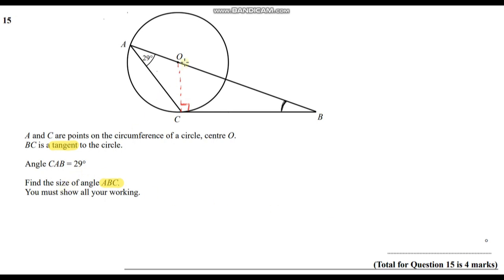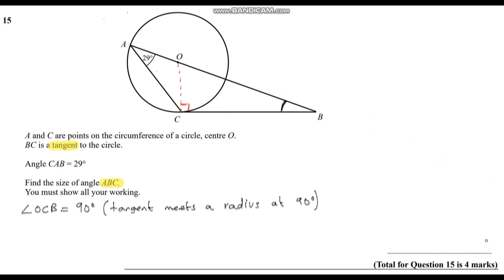So angle OCB is equal to 90 degrees, and the reason is because a tangent meets a radius at 90 degrees. Okay, now what we've formed here, drawing this radius in, we've formed a triangle.